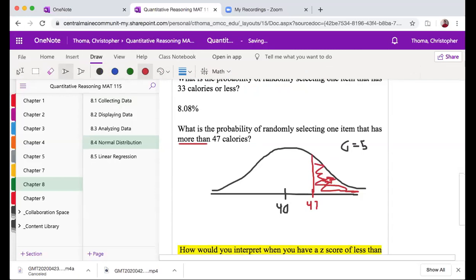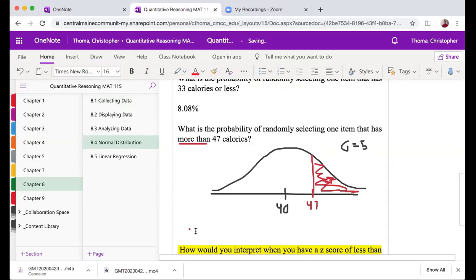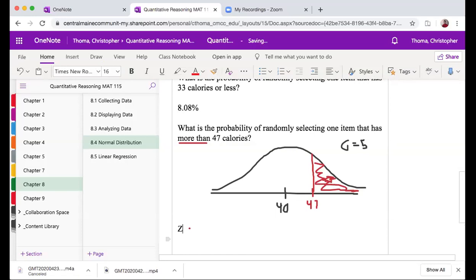Now I calculate my Z. Z equals, parentheses, 47 minus 40, divided by 5, equals. Oh, we just got the exact same answer? How the heck did I do that? Oh, because I went 7 in both directions, that's why. Now I got a positive 1.4.